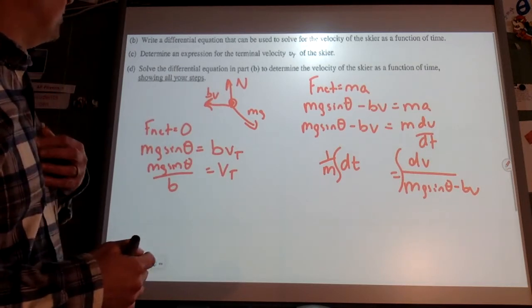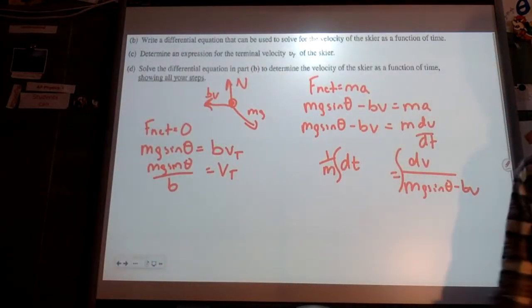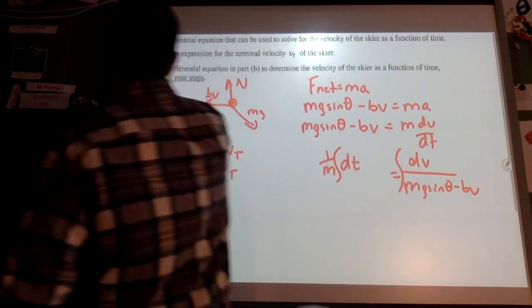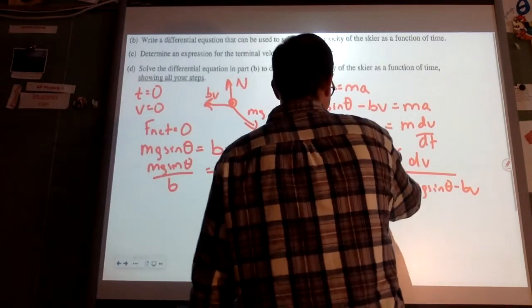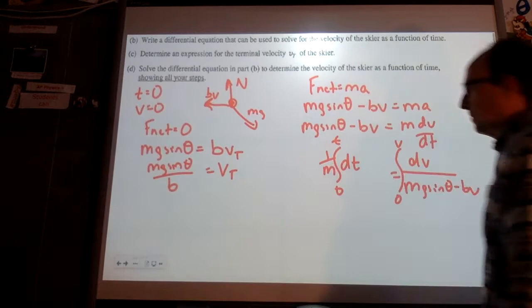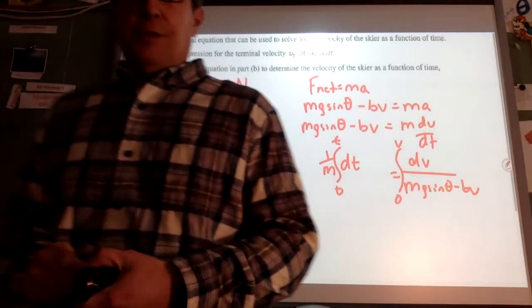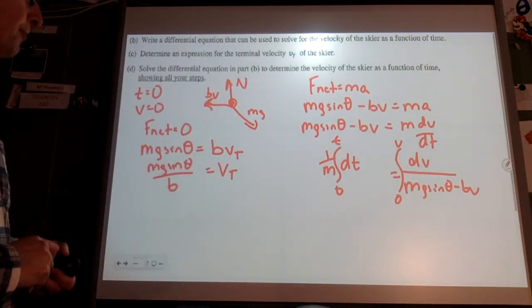All right, solve the differential equation in part B to determine the velocity of the skier as a function of time. All right, did they give us any initial conditions? Starts from rest at time t equals 0. So that's it. All right, so this can go from 0 to t, and this can go from 0 to v. And when I do this, I'll be able to have a definite integral there.